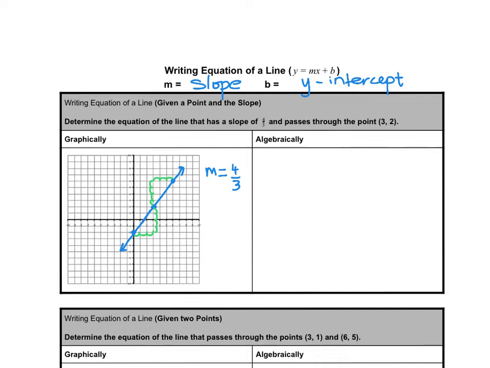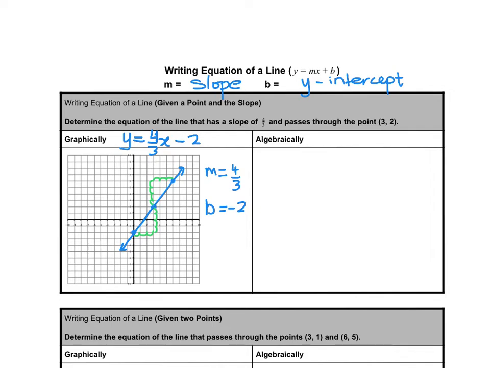So now from here, we have m is 4 over 3, and b, we can see from the graph, is negative 2. It's b equals negative 2. So therefore, the equation of the line would be y equals 4 over 3x minus 2. So we have found the equation graphically. Now we are going to do the same thing algebraically. For algebraically, you're not provided any graph, so you have to use only algebra.